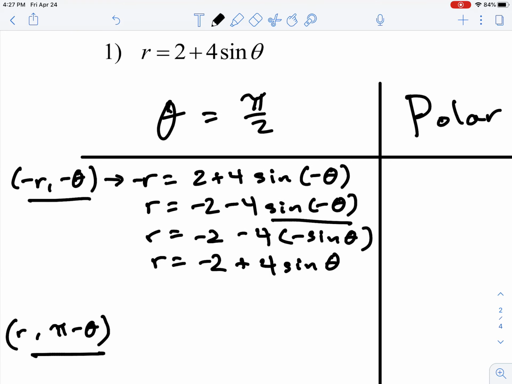So that leaves us really with no other choice but to check our second option, or second way of seeing whether or not it is symmetric with respect to pi over 2. And that's to replace our angle theta with pi minus theta.